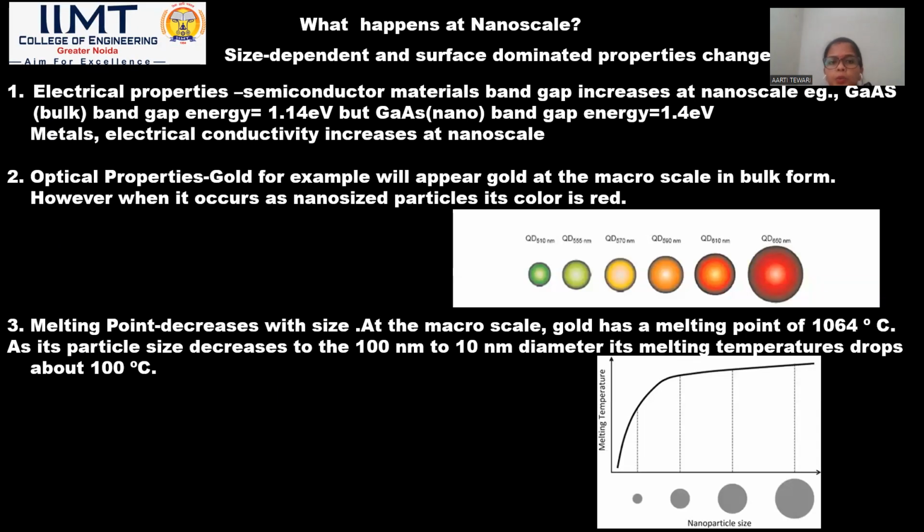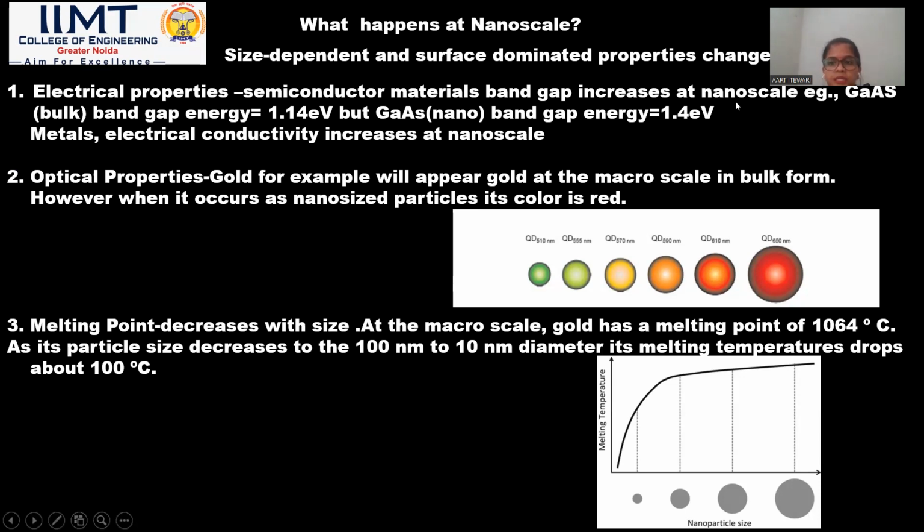Then you'll see that when I go from bulk scale or macro scale up to nanoscale, there are changes in properties. The first question that arises is, what properties change? What are those properties that change? The properties that change are the size-dependent and the surface-dominated properties.